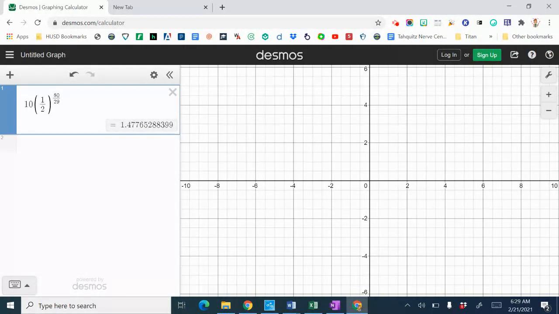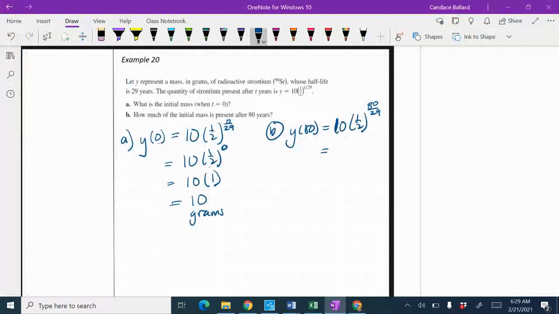And there's my answer. It's 1.478 grams. And if they don't give us a rounding point, we always go 3 decimal places.